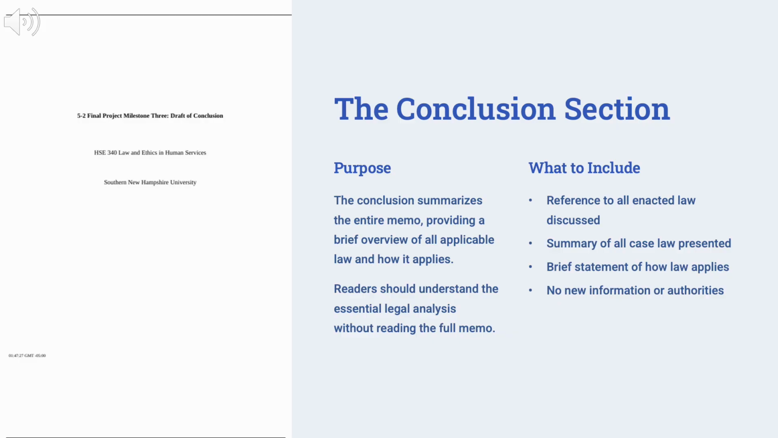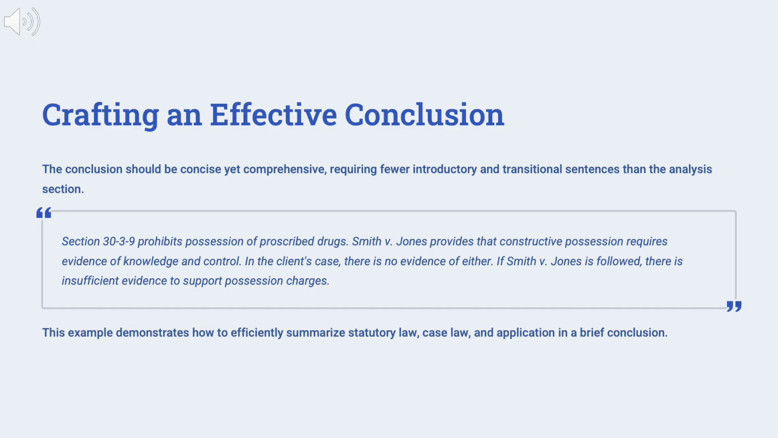A well-drafted conclusion gives the reader confidence that the legal question has been thoroughly researched, carefully analyzed, and clearly resolved, or, where resolution is uncertain, honestly assessed. Understanding how to draft an effective conclusion is best illustrated through example. The chapter provides one that demonstrates the essential components in a compact, well-structured form. The example addresses a drug possession matter.